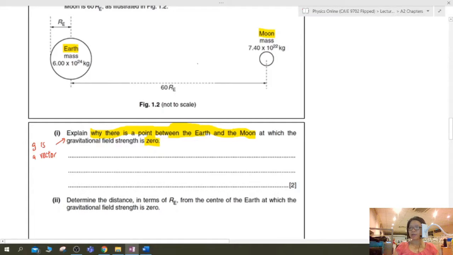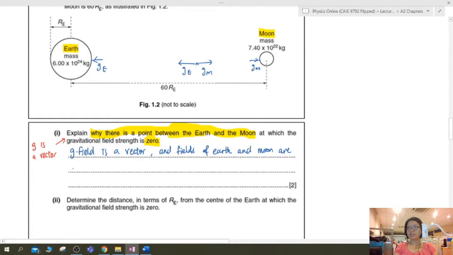So if it's also a vector, then if there's a point in between, because GE is attractive, it will point towards the direction of the Earth. And GM is also attractive, it will point in the direction of the Moon. So there will be a point where they cancel out. Okay, so first thing you need to mention: gravitational field strength is a vector. And the fields of Earth and the Moon are in opposite directions. And because they are in opposite directions, there will be a point where they cancel out.